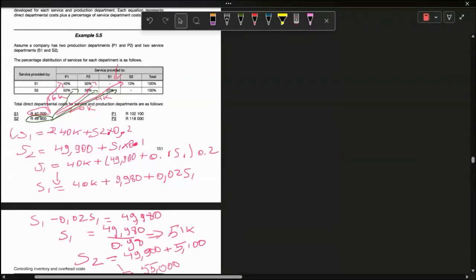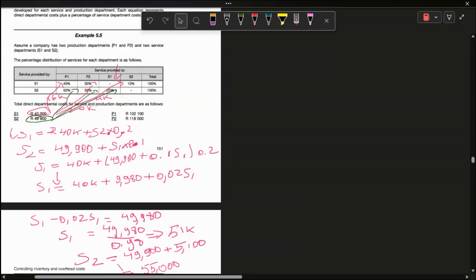Then it makes sense. So what is S1? We know S1 is 40,000, right? So that's why we write S1 equals 40,000 plus the money that has been provided by S2. What is the money that has been provided by S2 to S1? S2 provides 20%. So that's why you can see I've written here S2 multiplied by 0.2, which is 20%. If you divide 20 by 100, you will find 0.2. You can use your calculator and see that. So that's all it's about.